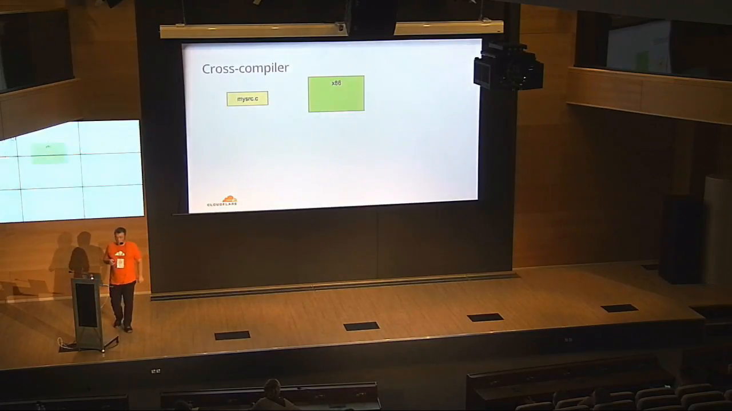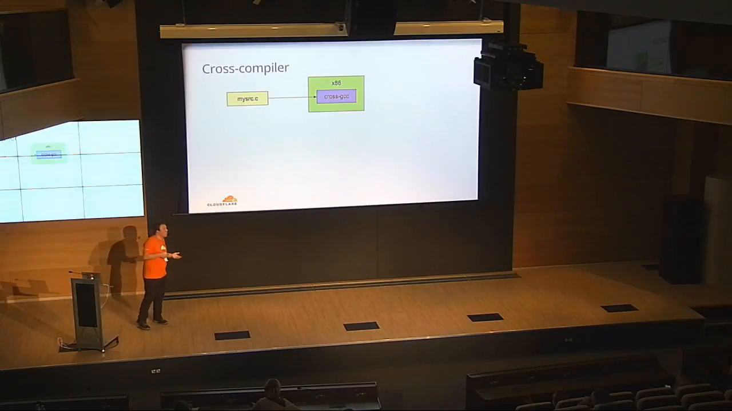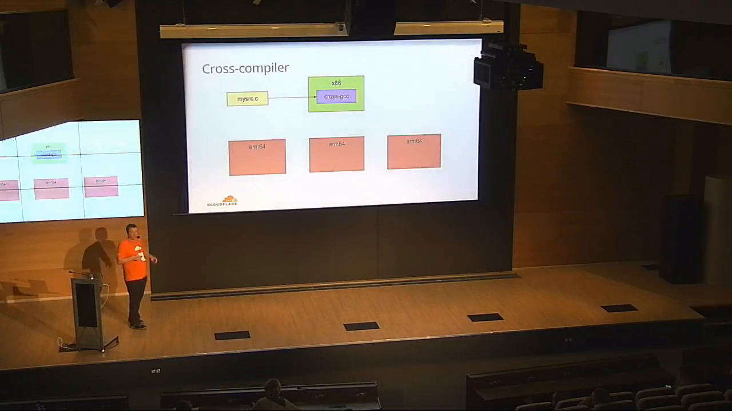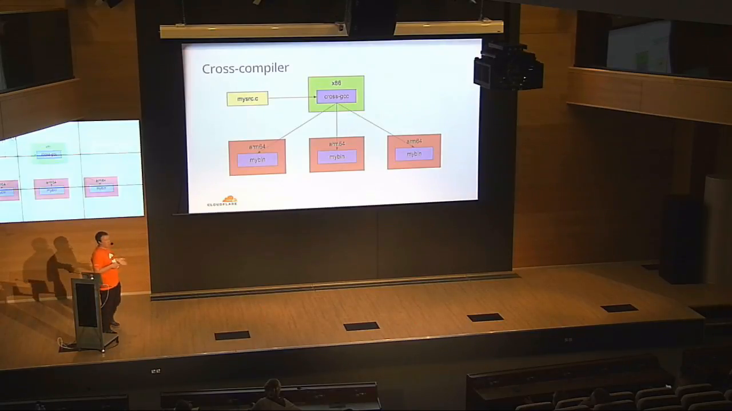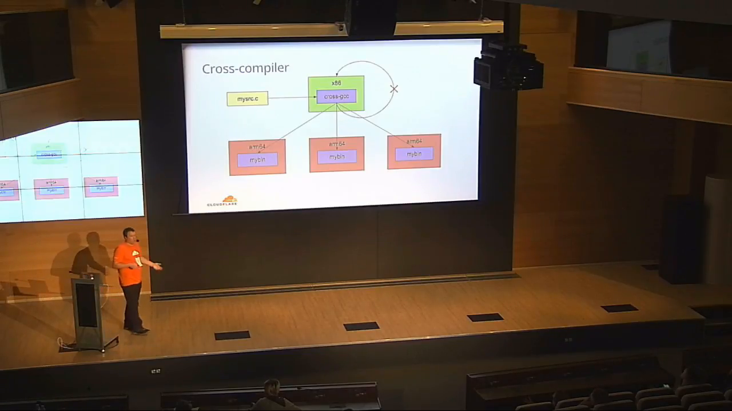A cross-compiler is a little bit different. Again, you have your source file and your developer laptop. It's still x86, but it runs a different kind of compiler called a cross-compiler, which produces a binary for a different CPU architecture. You install it in your production ARM64 environment, and you can't run it locally because your x86 laptop does not know how to run it.